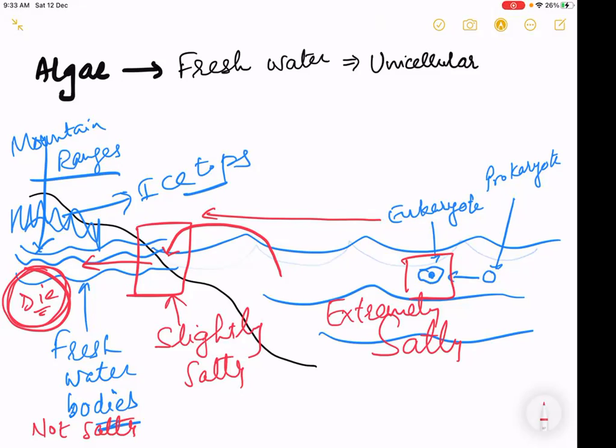So a few types of eukaryotic cells produced chloroplast to start photosynthesis. And those are the first algae. And plant life started in freshwater bodies. Is it very clear in your mind or not? Yes, sir.